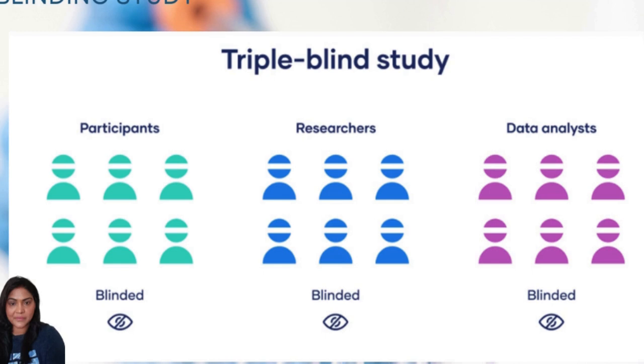So in triple blinding, I can say the participant of the study, the researcher of the study, and the data analyst team, no one is aware of the treatment. So let's see the example.